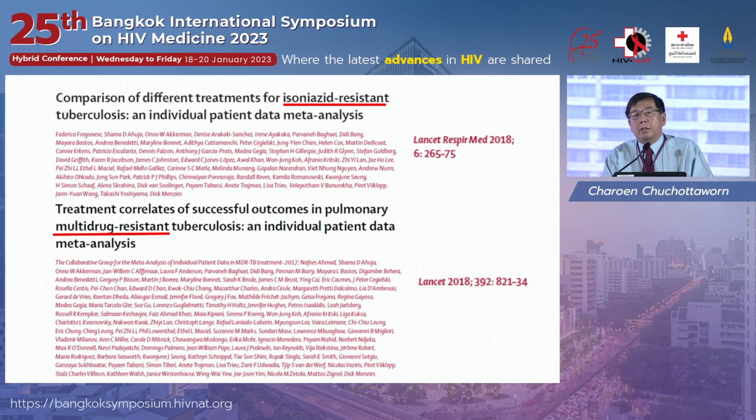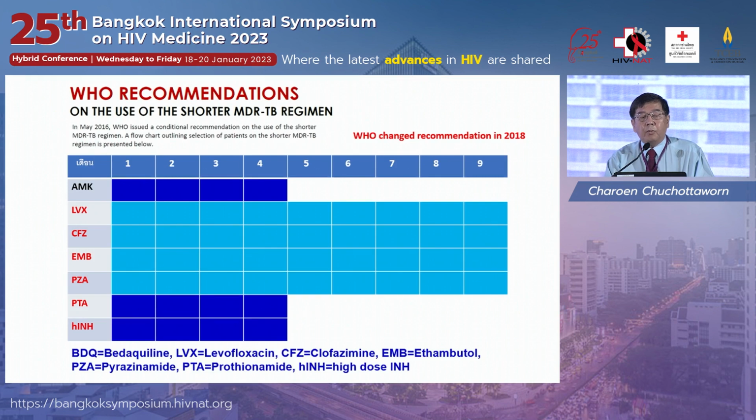So WHO cut kanamycin from the list of anti-TB drugs. Only amikacin has a slightly higher success rate and lower mortality rate. So in the field of tuberculosis, we use amikacin as the first aminoglycoside for treating TB patients. And with those studies, WHO changed the recommendation from kanamycin to amikacin. So this is the shorter regimen. We used it for several years.